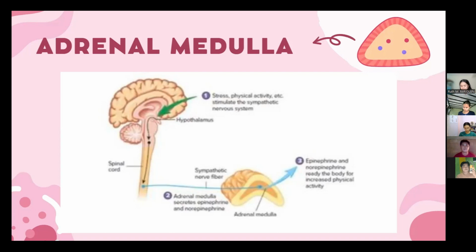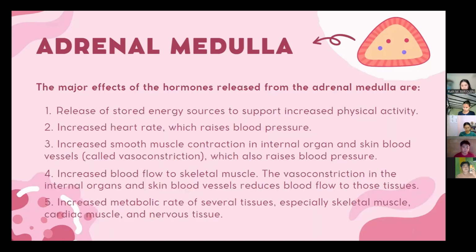Next, please. The major effects of the hormones released from the adrenal medulla are, first, release of stored energy sources to support increased physical activity. These energy sources are glucose and fatty acids entering the blood. The glucose is primarily derived from breakdown of liver glycogen. The fatty acids are derived from the breakdown of adipose tissue.